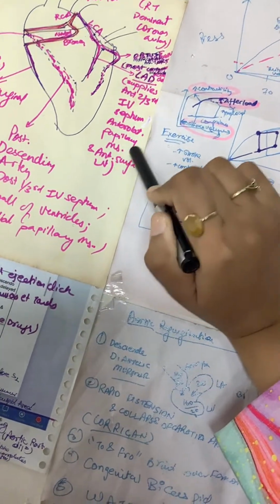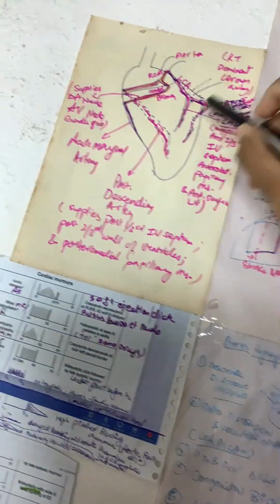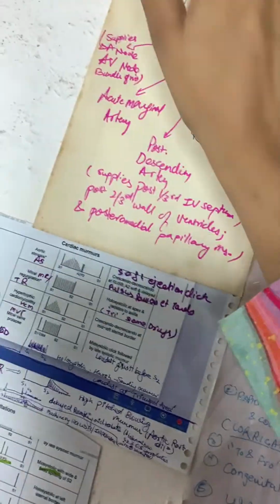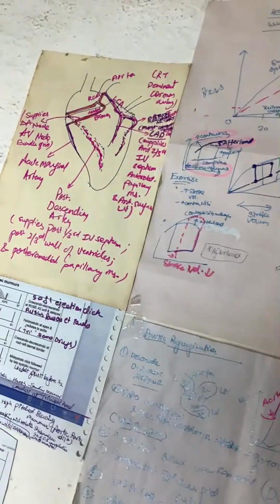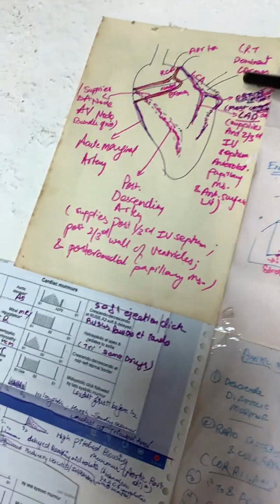The second one is the anterior lateral papillary muscle. So here it was the posterior medial papillary muscle, here it is anterior lateral, and the third one is the anterior surface of the left ventricle. So basically, just behind the sternum, you have this right ventricle, but actually the main left ventricle is supplied by the LAD.